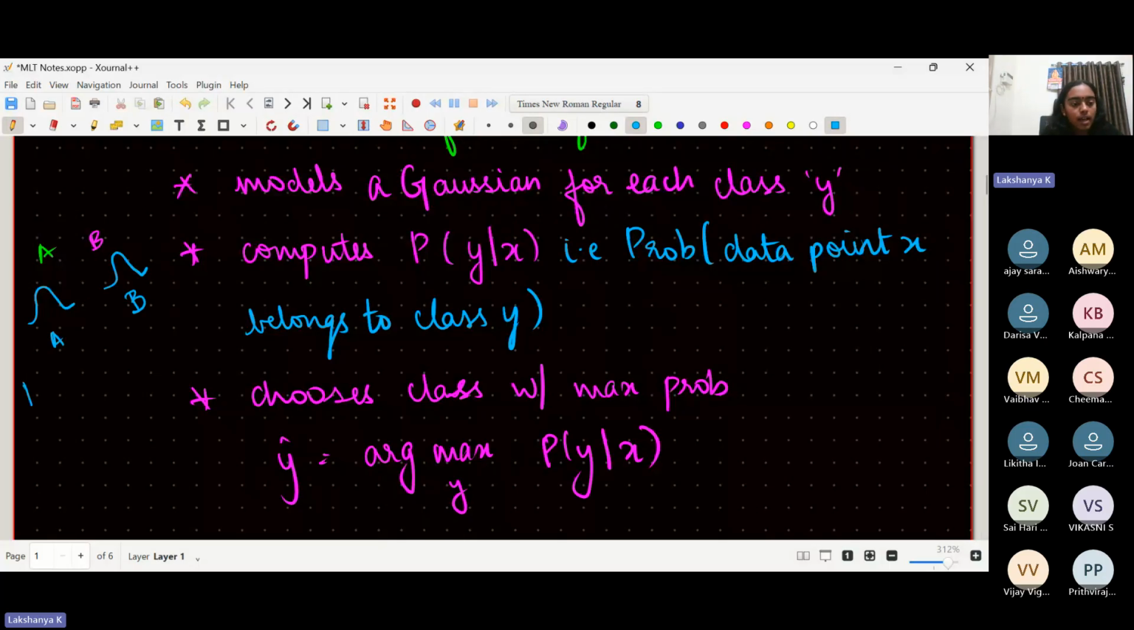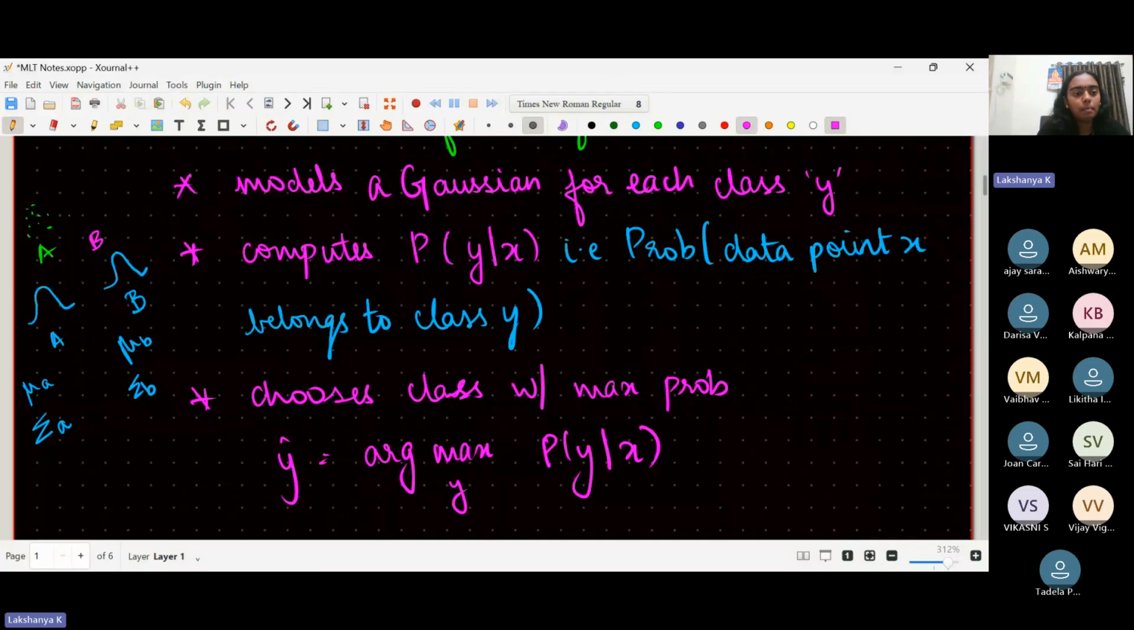Now this distribution has mean mu A and covariance matrix sigma A. This has mean mu B and covariance matrix sigma B. So it will assume that these two distributions exist, and all my green color points came from this distribution. All my pink color points came from this distribution. Now I have a new point, an orange color point. I want to figure out whether it came from this distribution or this one.